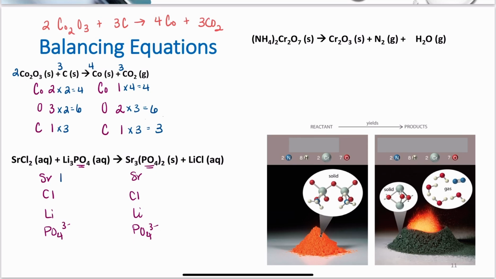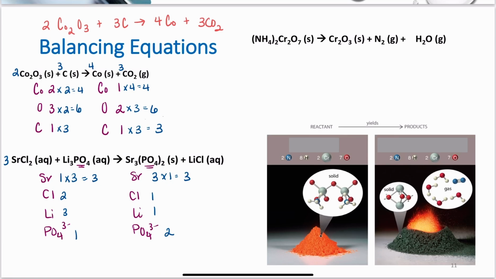My strontium right now I have 1, chloride 2, lithium 3, and phosphate 1. On the product side, I have 3 strontium, 1 chloride, 1 lithium, and 2 phosphates. So it doesn't really matter which one I go ahead and balance first. I guess let's just start with strontium. I'm going to say times 3 here, giving me 3 strontium here, putting a 3 out front here, keep that as times 1, 3 strontium on each side.